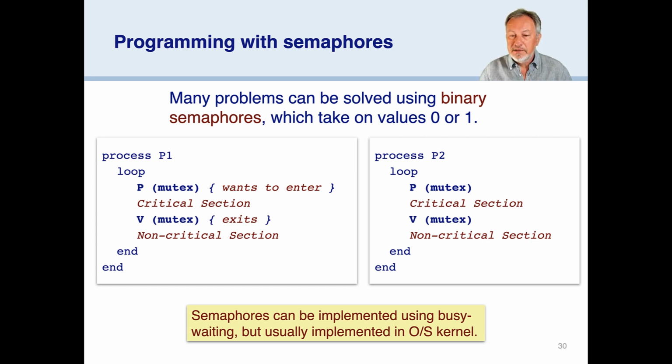Semaphores can be easily implemented using busy waiting, but typically they're implemented at a lower level, either in the operating system or, for example, in the virtual machine itself.